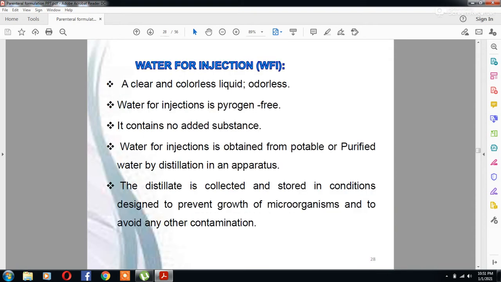Water for injection is a clear, colorless, odorless liquid. It is pyrogen free and contains no added substances. Water for injection is obtained from potable or purified water by distillation in an apparatus. The distillate is collected and stored in conditions designed to prevent the growth of microorganisms and to avoid any other contamination.